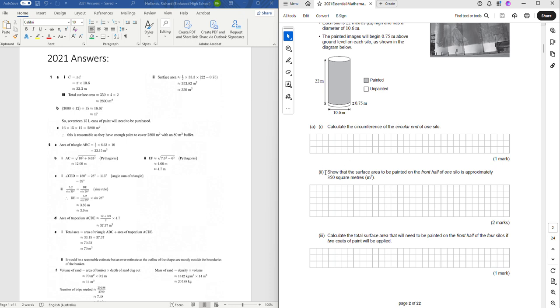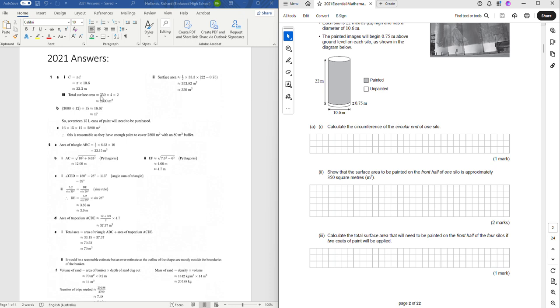Right. Next question is show that the surface area to be painted on the front half of one silo is approximately 350 meters squared. Where we went wrong with this is we actually added the 0.75 into our calculations. That led to a chain reaction of us having too much for the surface area of the whole silo, and then when you divide it by 2, it's obviously too much again. So that was why a lot of us got that one wrong.